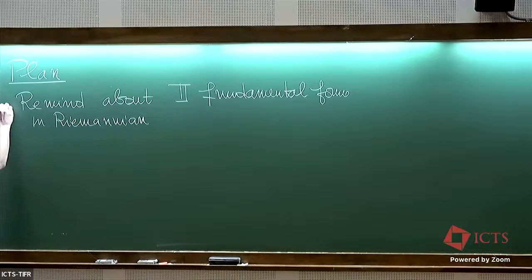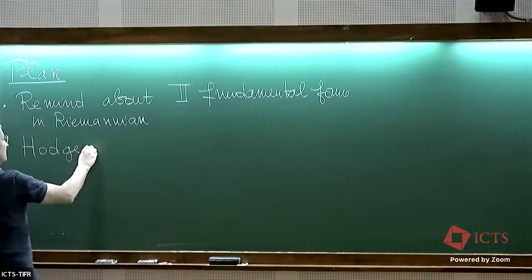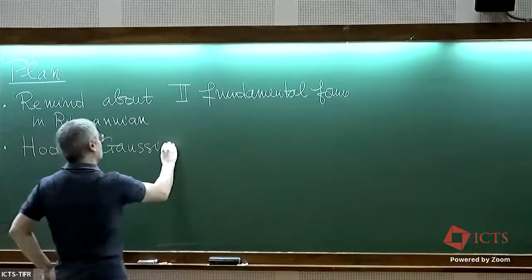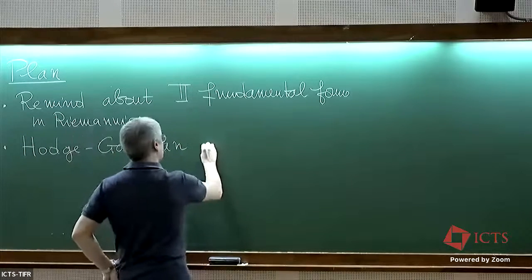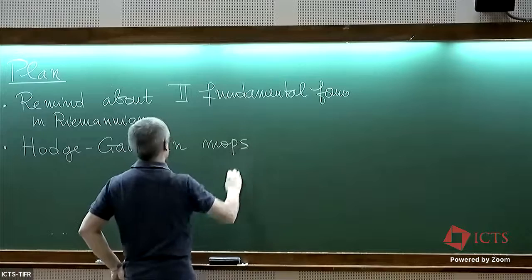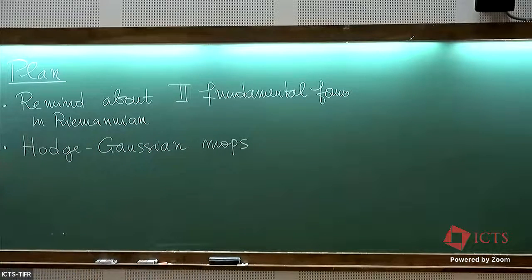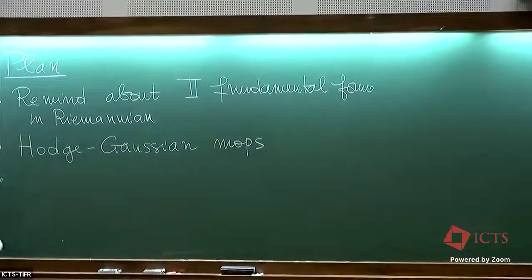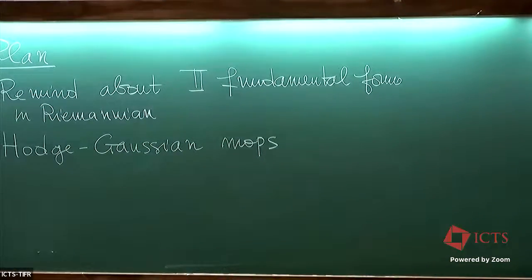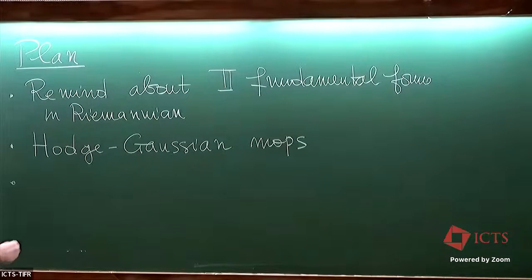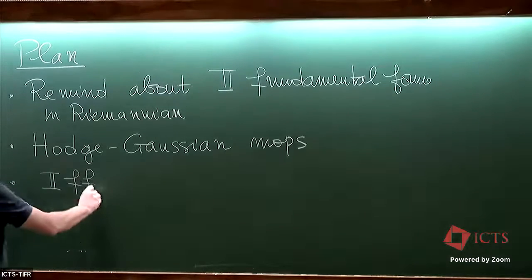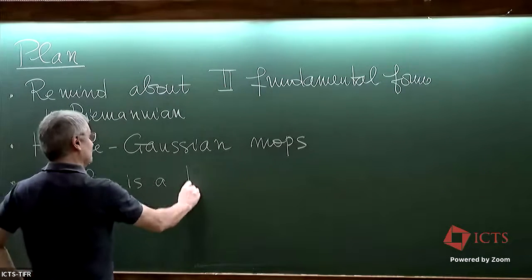And we will start by some constructions which are called Hodge-Gaussian maps. I will define these and I will show that they are well defined. Next, there is a step which I will jump over, and I will just state that the second fundamental form is a Hodge-Gaussian map.